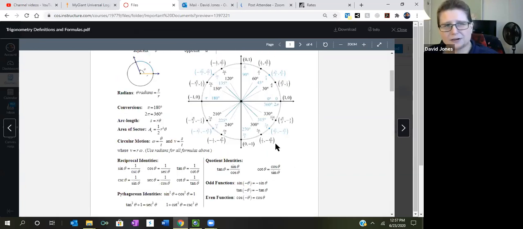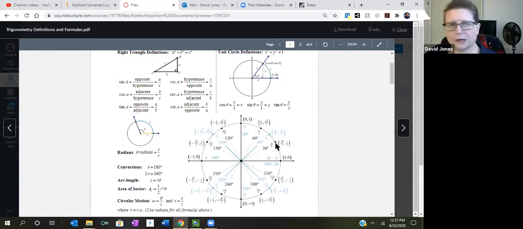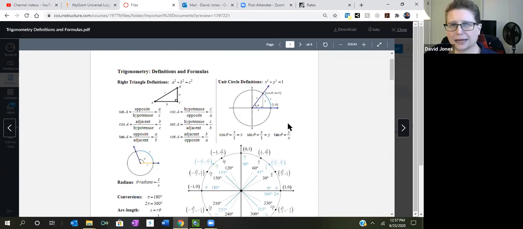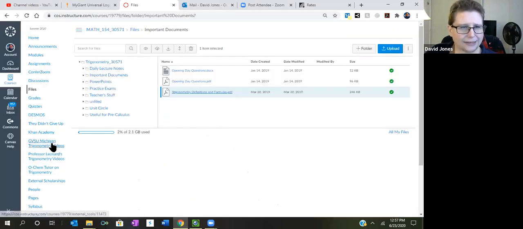But the first page, we're going to start working with identities. So I'm going to put that on the screen. I actually printed it out. I'm going to include it in the lecture notes. I did want to point out something else. There are links to numerous videos over here.